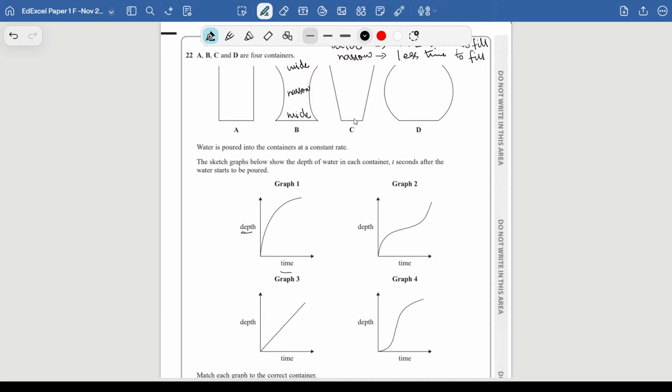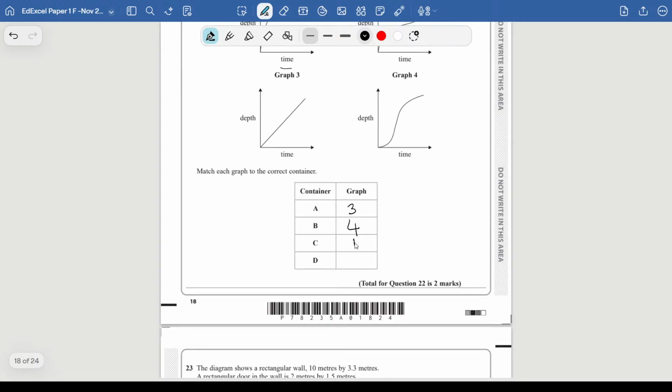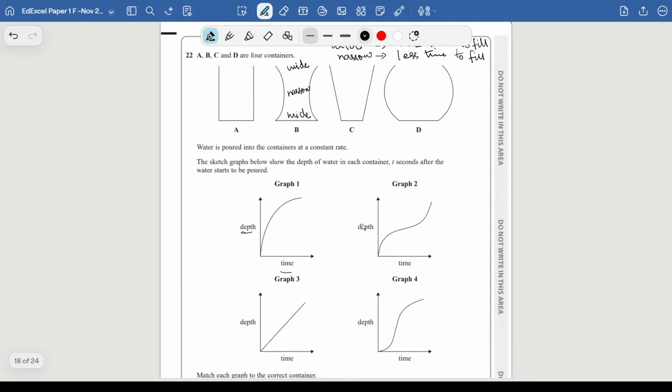The next container C is narrow at the bottom, so if it's less time in the beginning, it has to take less time, and then it goes on, like if it's wide, it takes more time to fill. So in the beginning there is less time and then it goes on, like an exponential one, it goes on at a larger value. So I'm going with graph 1 for container C, and then we have container D and graph 2 remaining.